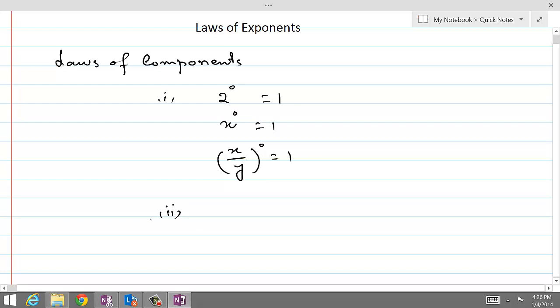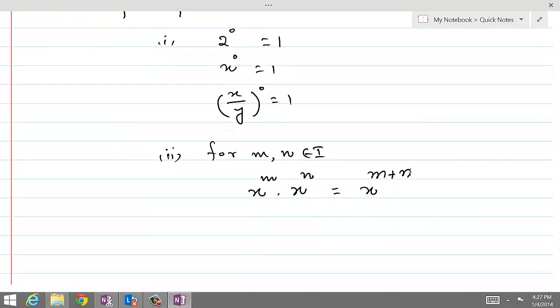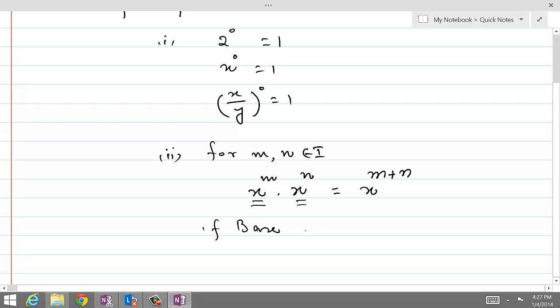Number 2. The second law is for m, n belonging to I, meaning m and n are any two integers. Then x power m times x raised to power n is equal to x power m plus n. What it really means is that if the base is the same, like x here is the base, and x here is the base, the exponents will always be added.